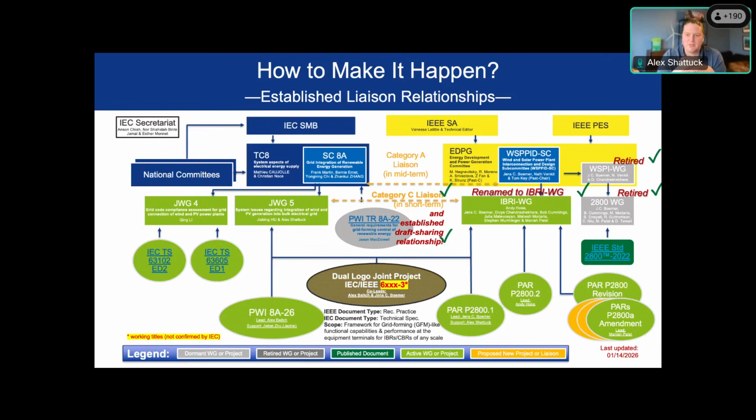So the successes we've gotten, the little check marks here, at least as far as the collaboration piece, is that we have established that category C liaison, that's Jens, and we've established a draft sharing relationship between the two, which means that as we're both working in both groups, we can share drafts back and forth with each other, and we can read what each other are doing and collaborate and coordinate in that way. We're also working on access to drafting software and systems for both parties as well. So with that, Jens, we'll give it back to you to continue on.